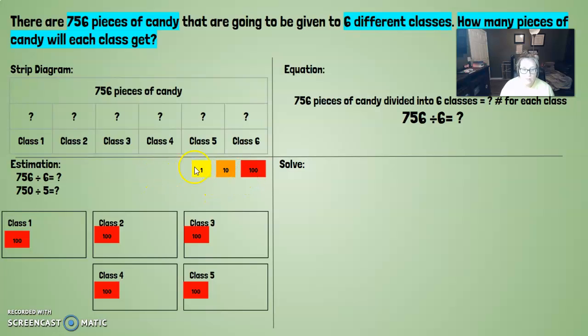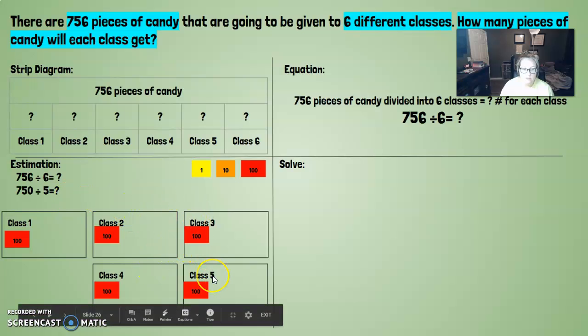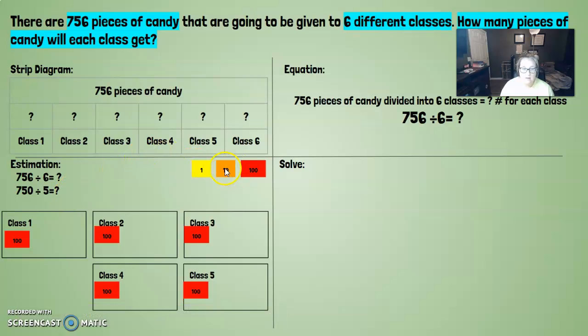I'm going to start with my hundreds, and I'm going to see if I can use them. And in this case, I can. So 100, 200, 300, 400, 500. Can I go another 100 for all 5 of them? Well, let's try it. 600, 700, 800, 900, 1,000. Oh, that's too far. So I can't do another 100. So that means I have to go to my 10s. So now I'm going to count by 10s until I get as close to 750 as I possibly can.